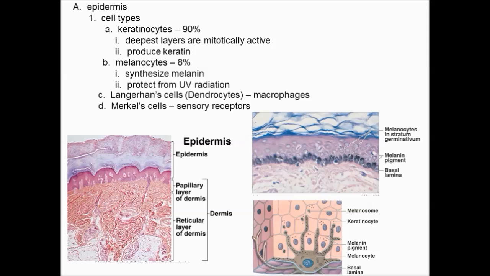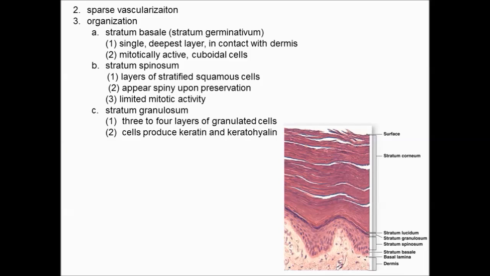The epidermis has very little blood vessels. Most nutrients come from the lower levels, from the dermis, where there's plenty of blood flow. And now we'll talk about the layers within the epidermis itself, and they're represented here.